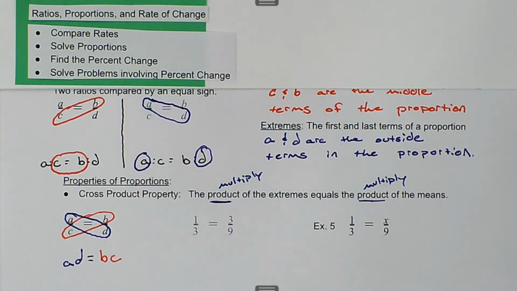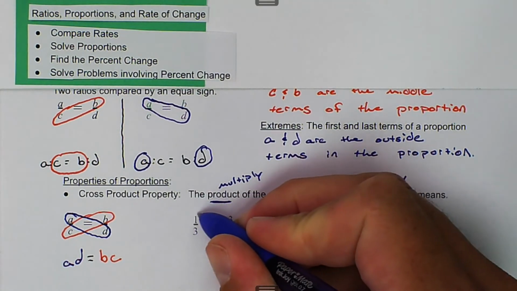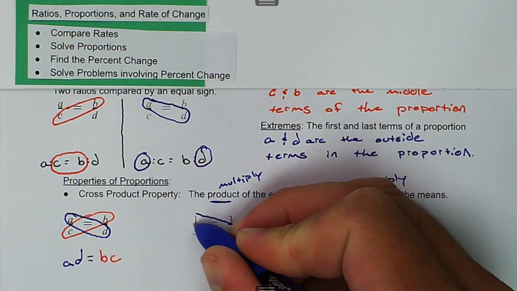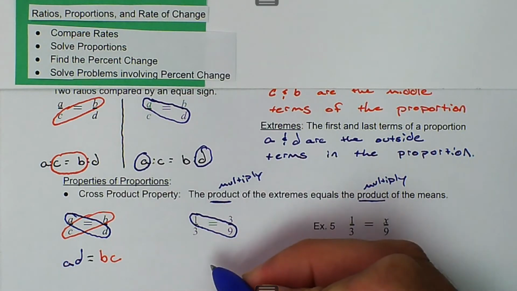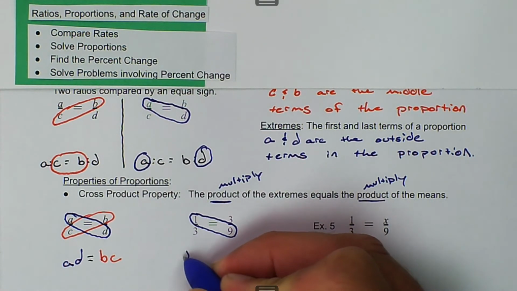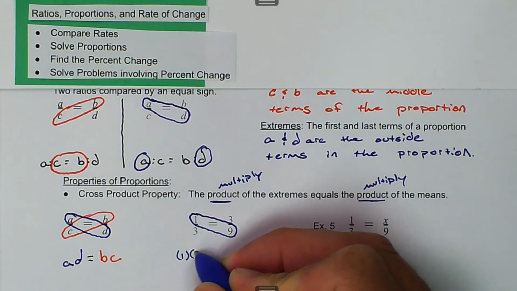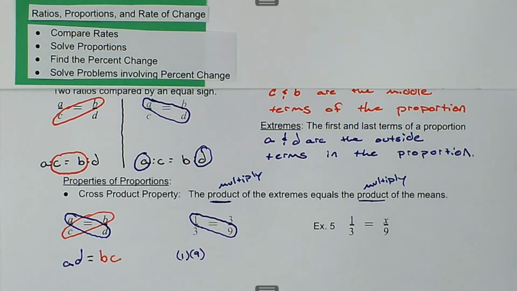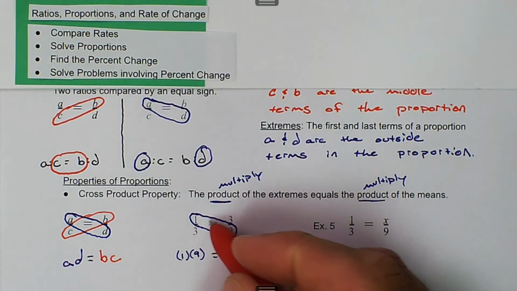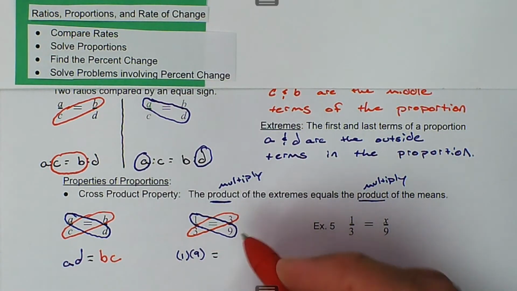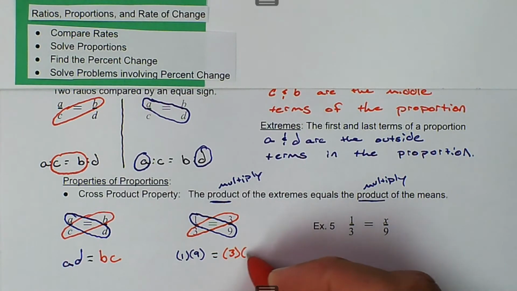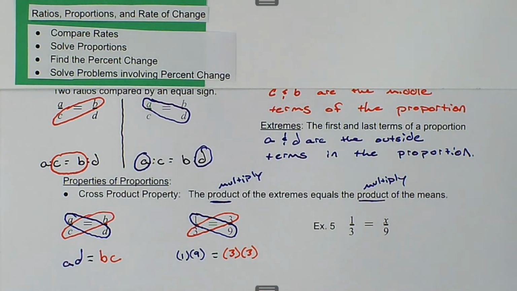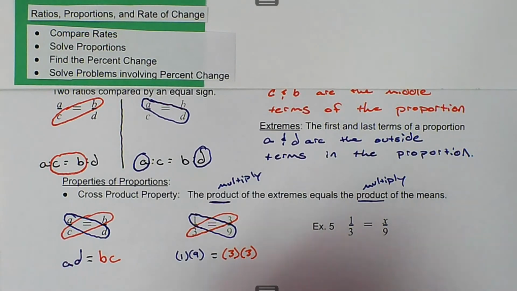Well, we can work that in a problem as well. Here we have our extremes: 1 times 9, and that is going to be equal to the means, 3 times 3. So basically we end up with 9 equals 9.